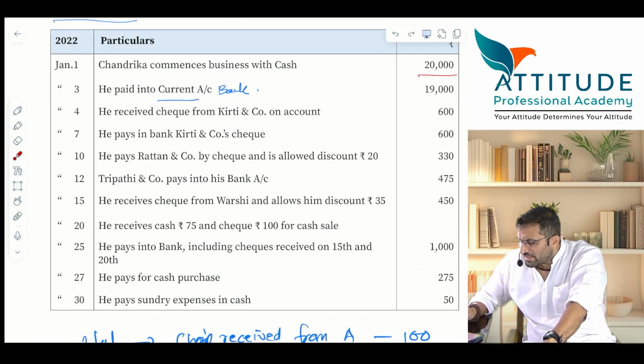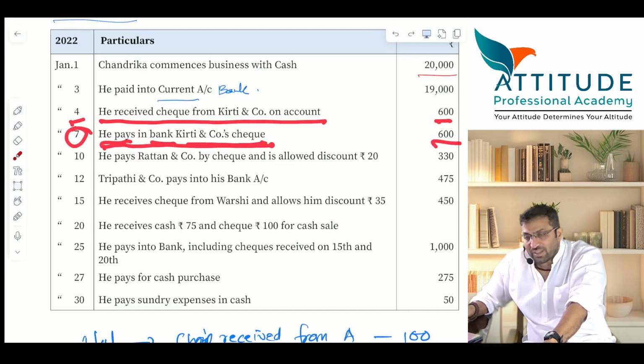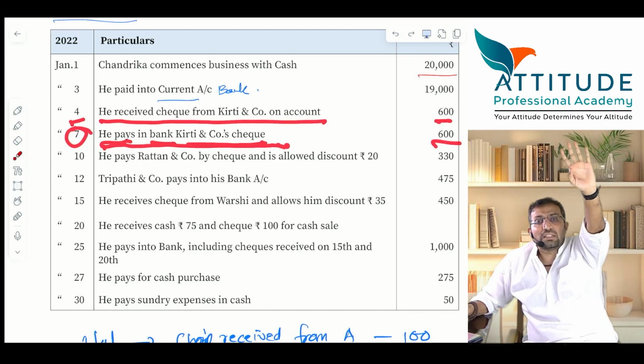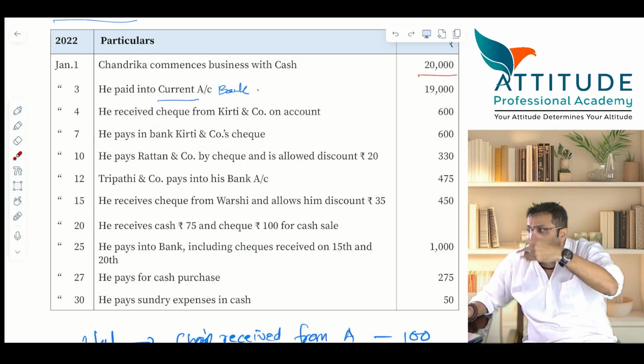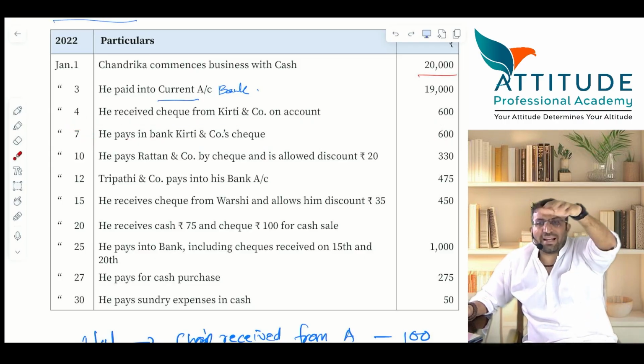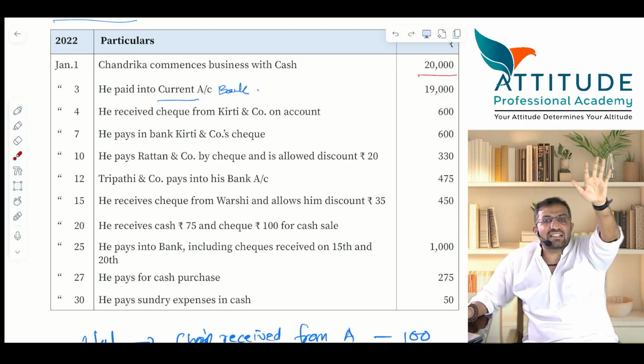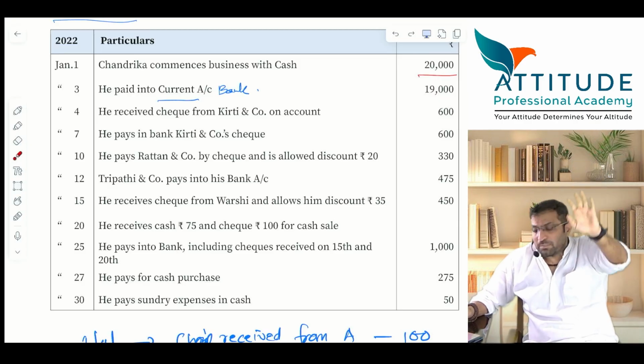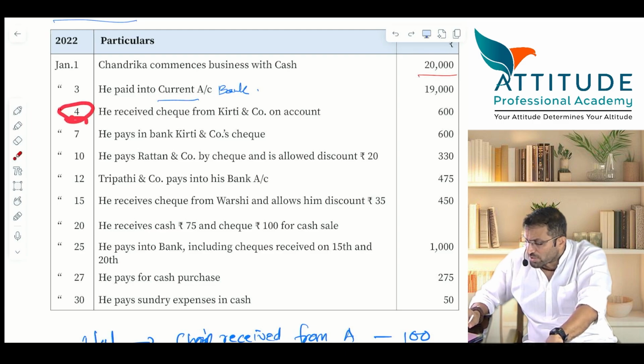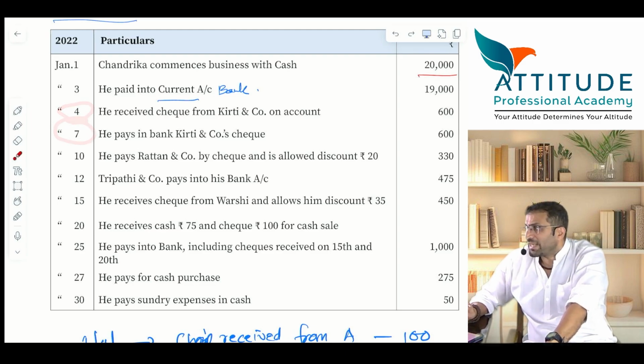He received check from Kirti and Co on account. Now check is received on 4th, but he pays into bank Kirti and Co check 600 on 7th. So check is received on a separate date and it is deposited on a different date. See, if check is received on the same day and deposited on the same day, directly you can say bank account debit. You need not say checks in hand and all those things. But here check is received on 4th, deposited on 7th. So अलग-अलग entry मारना चाहिए. But here check received is as good as cash received.